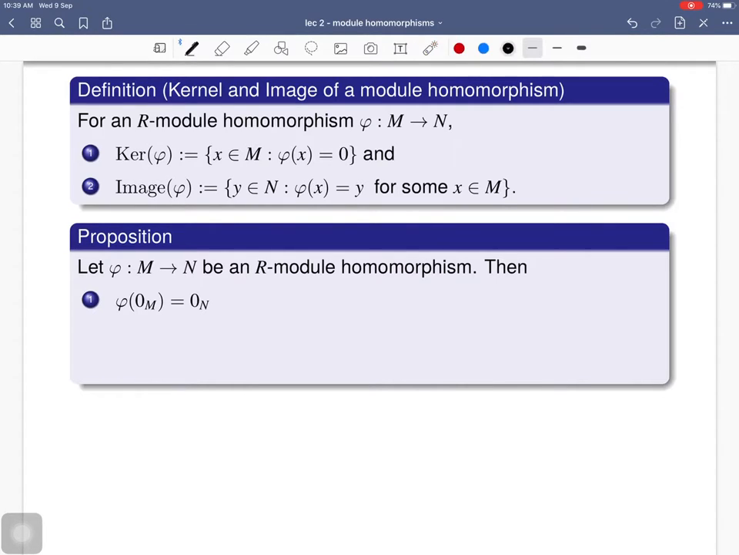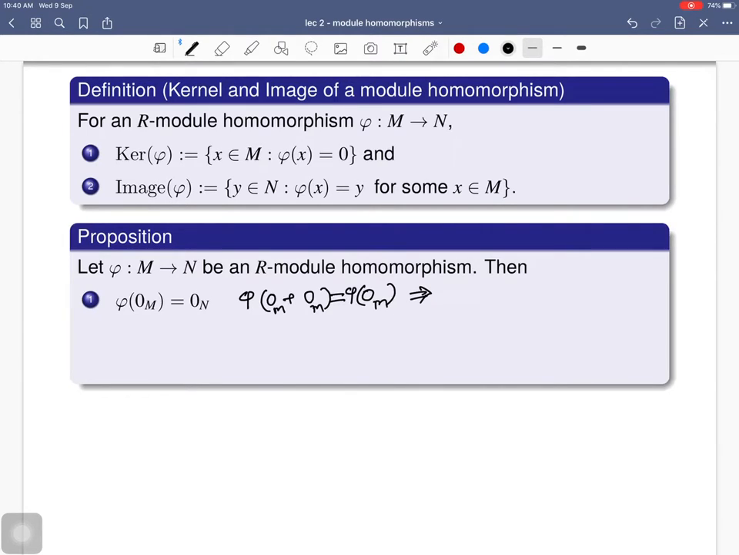So how to prove this? Because we can use this property of 0 element. So 0 plus 0, it is 0. So you consider 0 element of M. So then you apply phi on that. Okay. So that is this one.